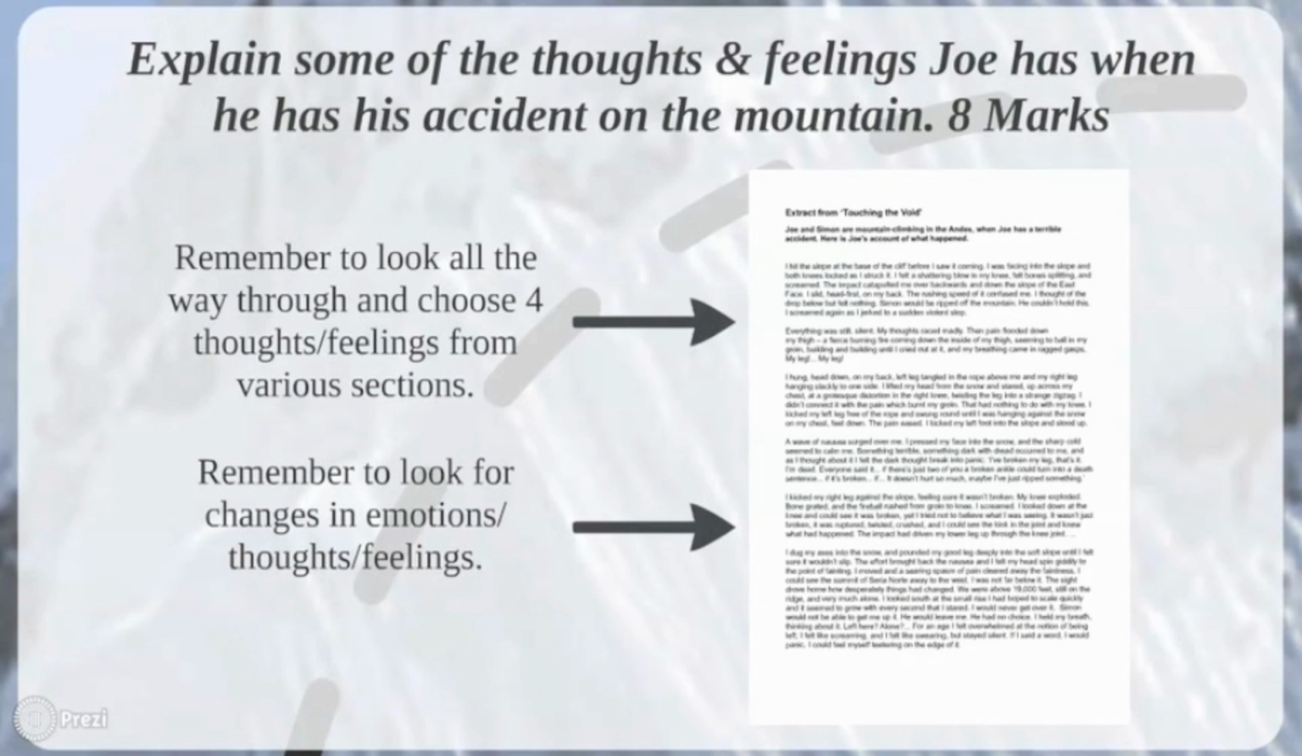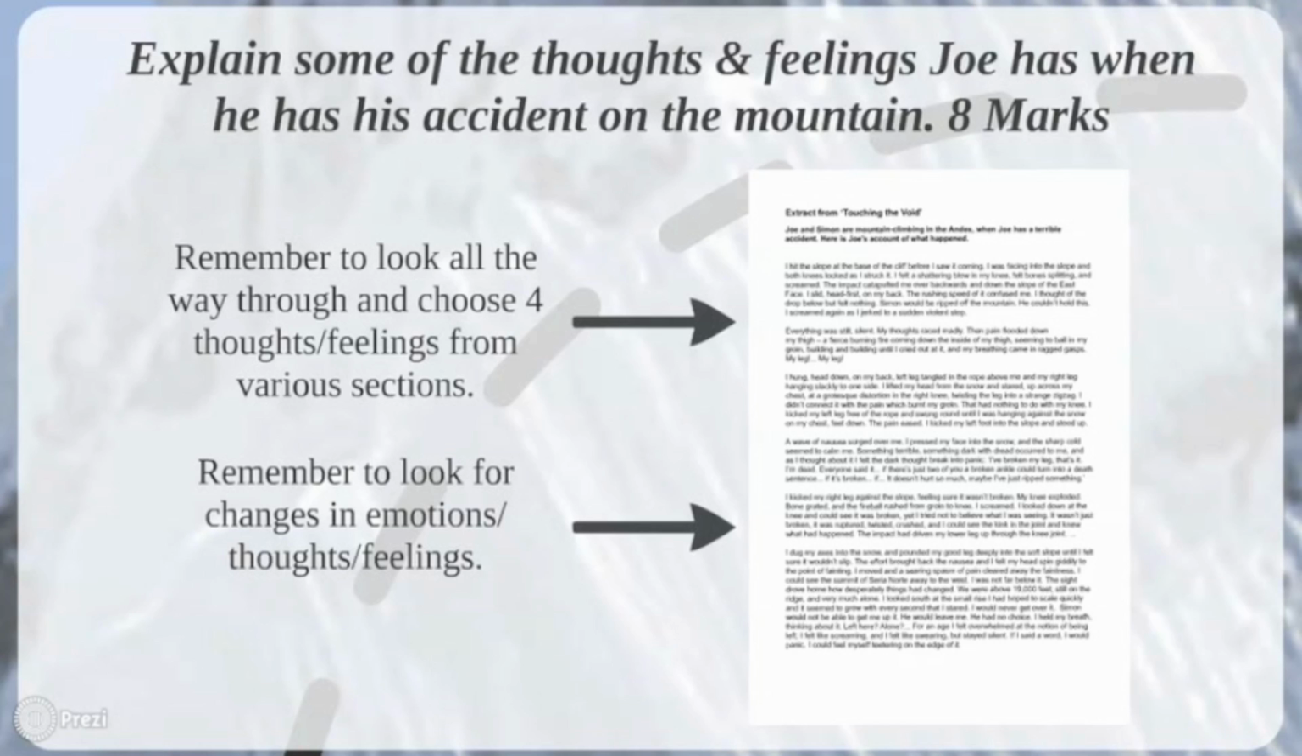So what I want you to do is I want you to have a read through this extract from Touching the Void, which is about 2 mountain climbers. And I want you to have a go at answering this question. Explain some of the thoughts and feelings Joe has when he has his accident on the mountain. Okay, it's worth 8 marks. This extract is available for free on my website aceyourexams.wordpress.com, so head over there and print this off.